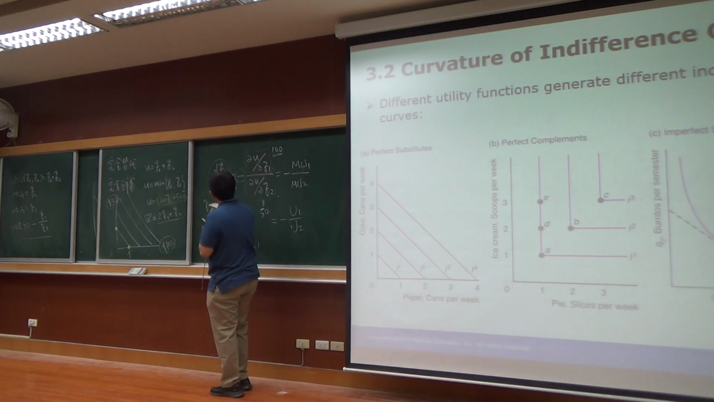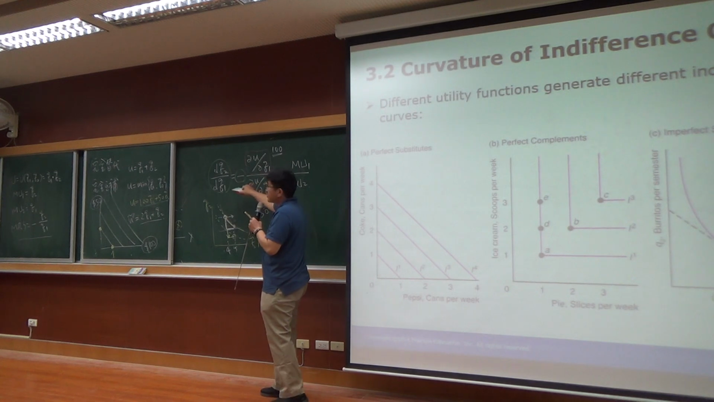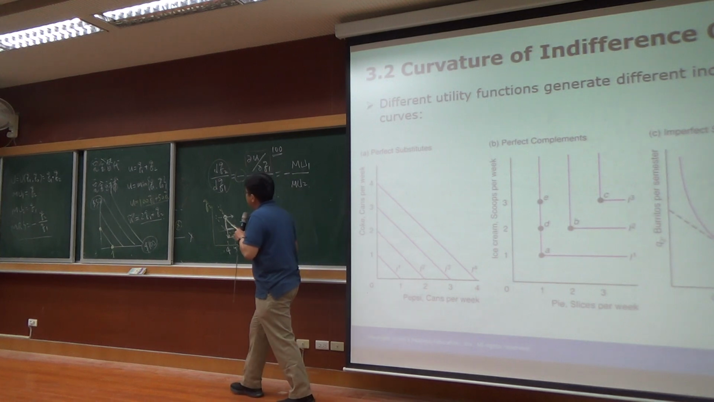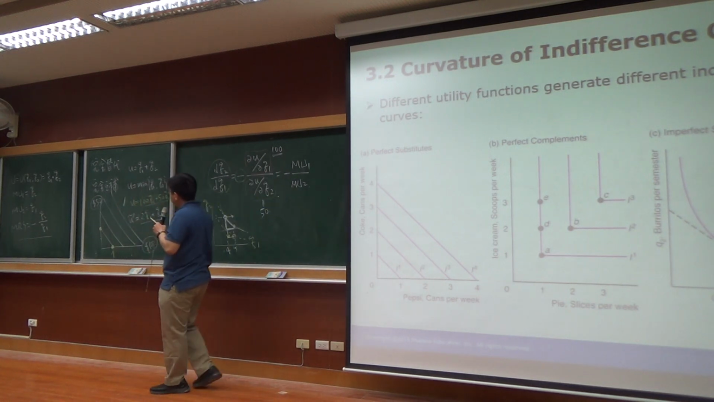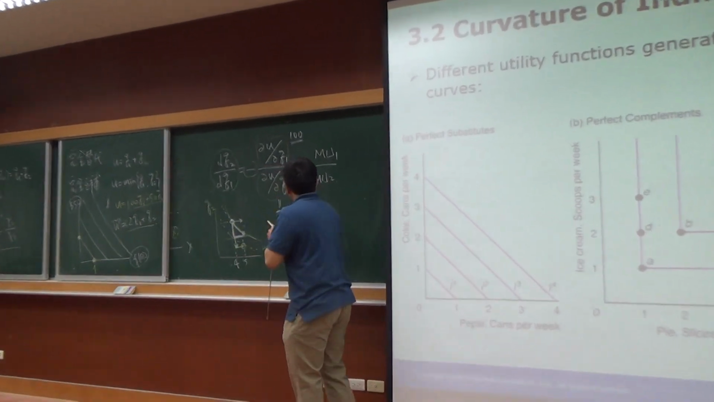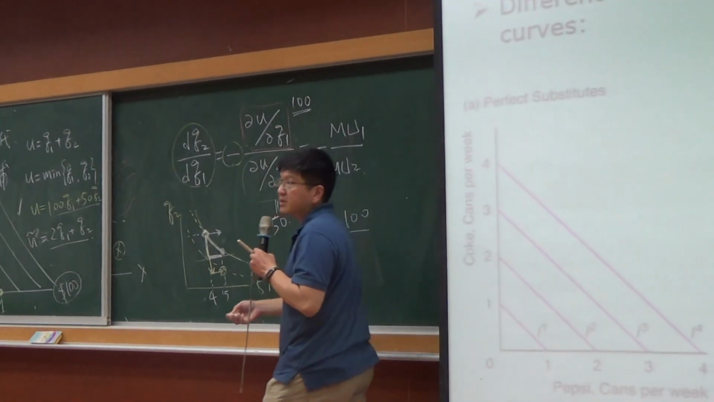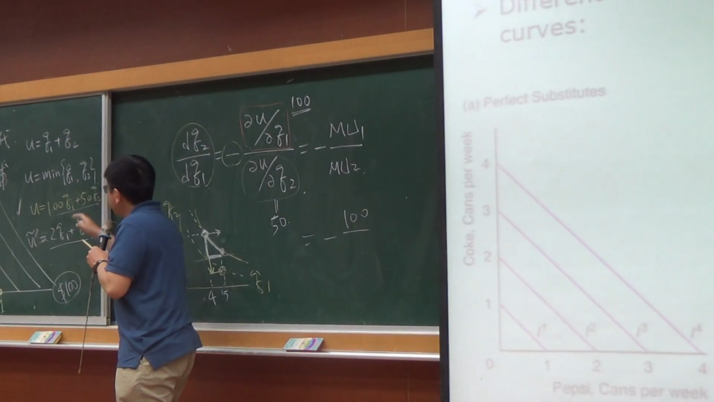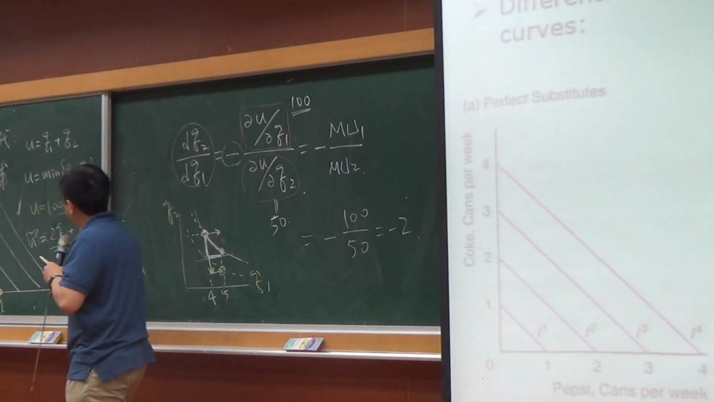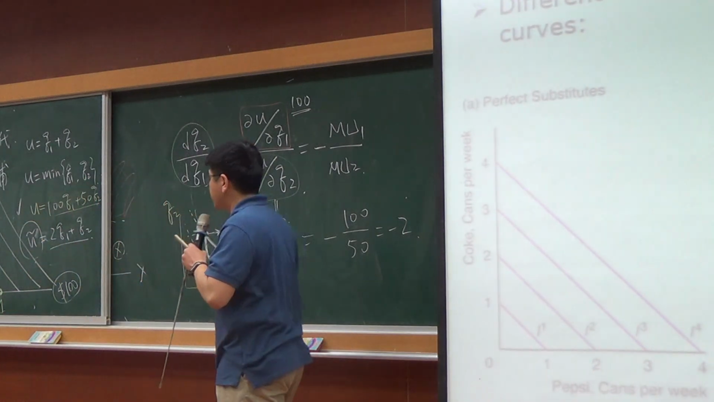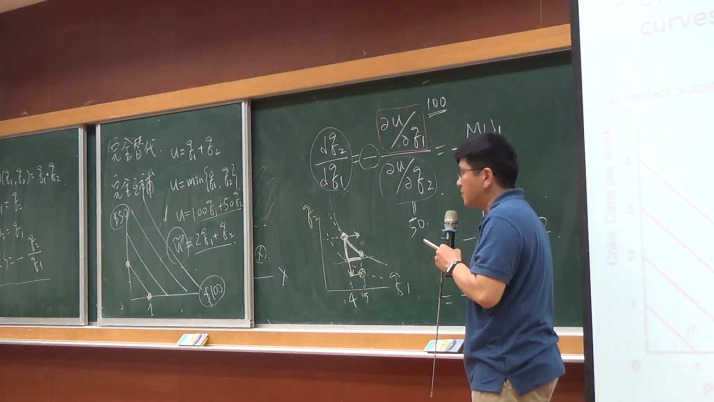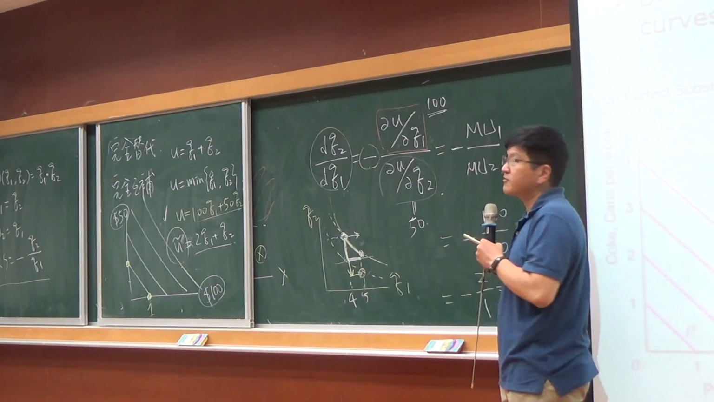And the reason why this is -2 is because the marginal rate of substitution, this is the formula, okay? It's MU1 over MU2. Now, if we take this as the utility function, what about the MU1? MU1 would be 100, and MU2 is 50, so it's -2. But if you take this as the utility function, MU1 would be 2, MU2 would be 1, so it's again -2.